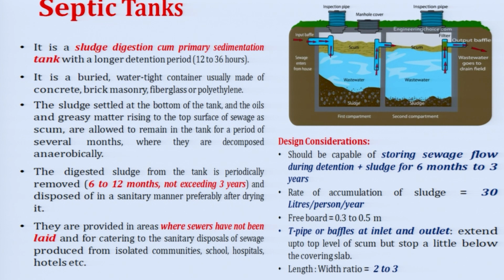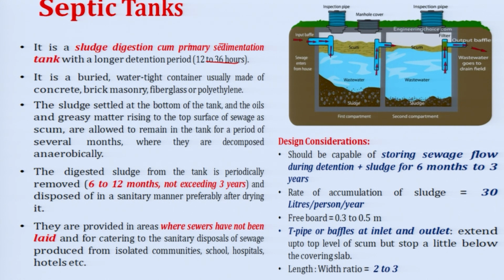It's actually a sludge digestion cum primary sedimentation tank. तो ये दोनों का काम करता है. So it is a sludge digestion cum primary sedimentation tank with a longer detention period of around 12 to 36 hours, right. सो जब हम सेडिमेंटेशन सेप्टिक टैंक बोलते हैं तो ये दो बार हो जाता है. एक तो स्लज डाइजेशन भी करते हैं और at the same time प्राइमरी सेडिमेंटेशन टैंक भी है.